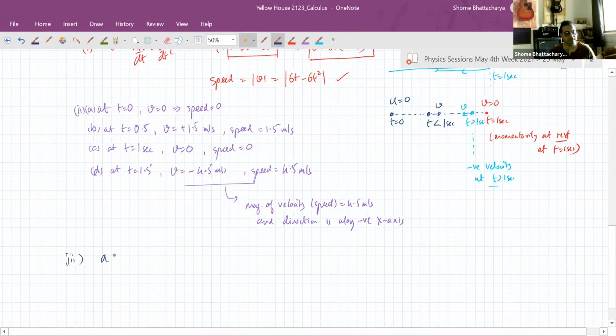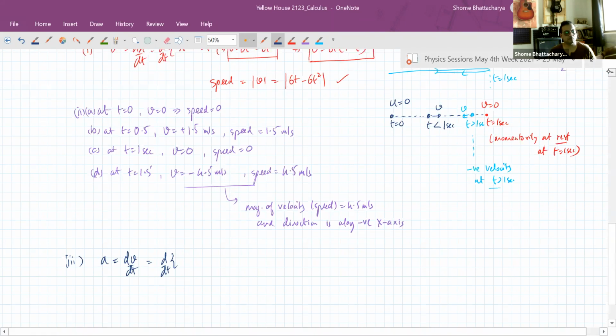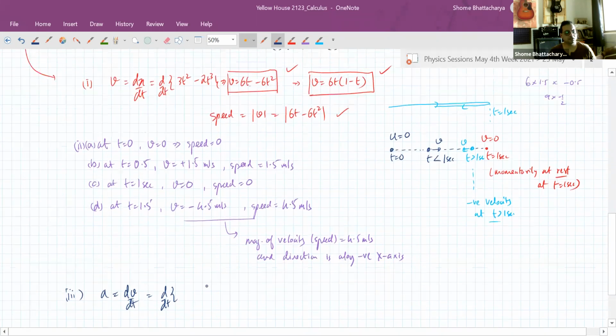So instantaneous acceleration is defined as rate of change of instantaneous velocity. So that's differentiation of the velocity that we got earlier. That was here. This formula 6t minus 6t square. This is the acceleration as a function of time.